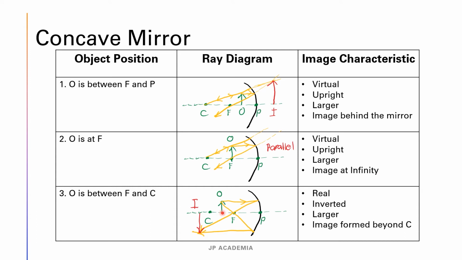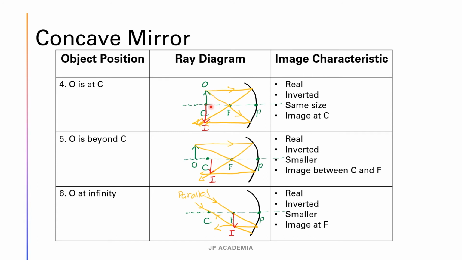Now, when the object is placed between F, the principal focus, and C, we will have the following image characteristics. The image is real, inverted, larger, and formed beyond C.